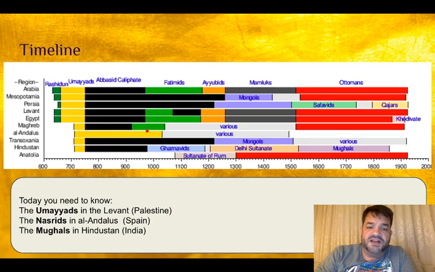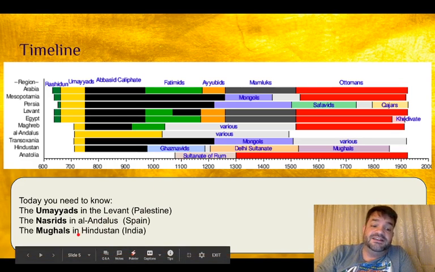We've also got the Nasrids in Spain, El Andalusia. So in the various groups after the Umayyads fall in Spain, various groups are going to pop up to rule the remaining pieces of the kingdom as the Christians start to come back and push back into Spain. One of those groups is going to be the Nasrids, okay?